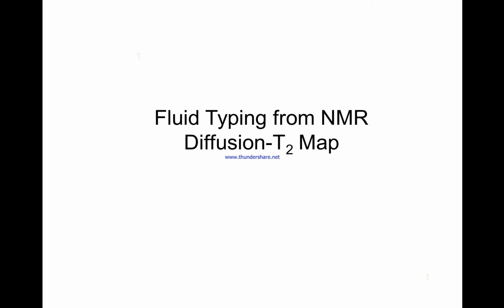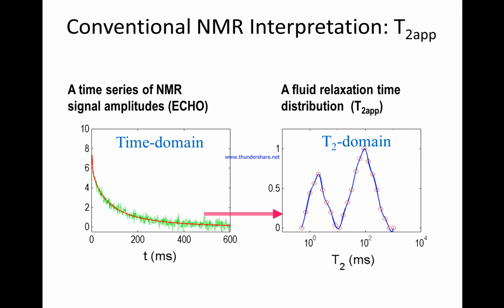Now the most important section, which is the flow typing from NMR. How can you do the flow typing from NMR? How can you detect the oil and water and the gas from NMR? It actually relies on the diffusion effect, you can see here.